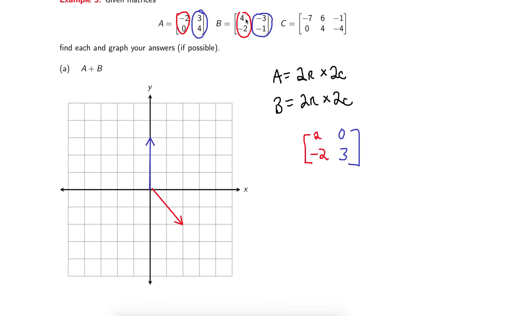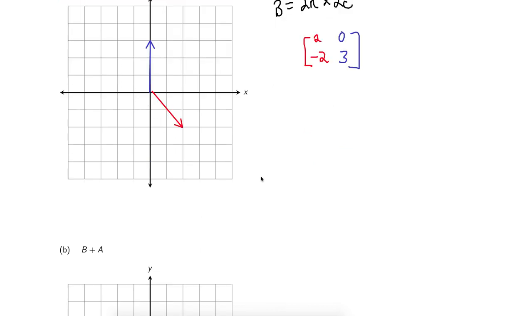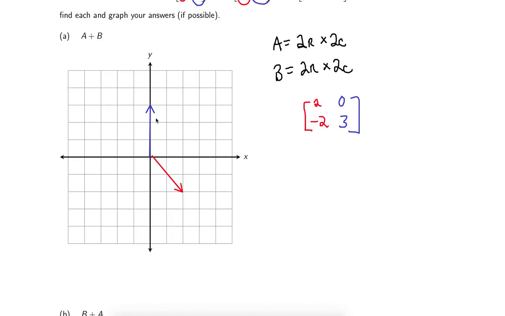Here we're going to just essentially do 4, -2 plus -2, 0. That's going to give us this same first column. If we take 4 plus -2, it's the same as -2 plus 4, which is 2. Same thing with -2 plus 0 is the same as 0 plus -2, which is -2. We'd have -3 plus 3 is 0, and -1 plus 4 is 3. So for part B, we get the exact same matrix with the exact same graph for it as we did in part A.